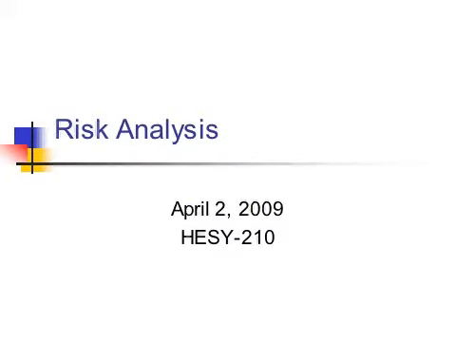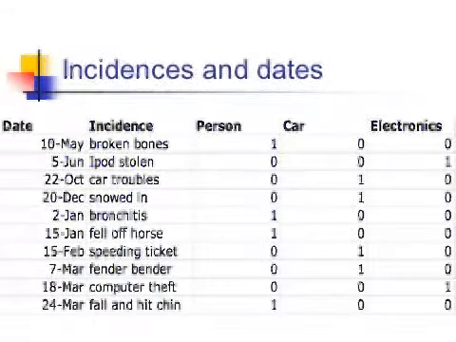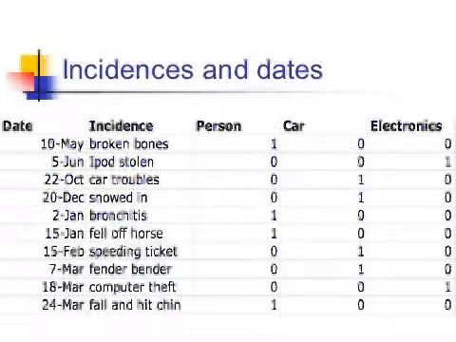This is a presentation on risk analysis. This slide shows a list of all incidences that happened to me. The first incident occurred on the 10th of May when I broke my leg, and the last incident occurred on the 24th of March when I fell and hit my chin.